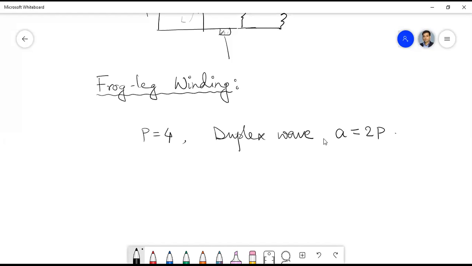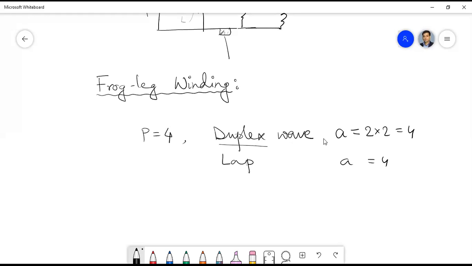So that means in case of four pole, sorry, it's not two, it's two into two, that means four, not twice P. And the lap winding already gives us four, so then it matches. So this is how this wave and lap winding match.